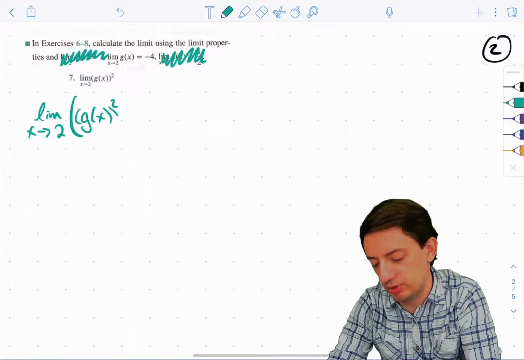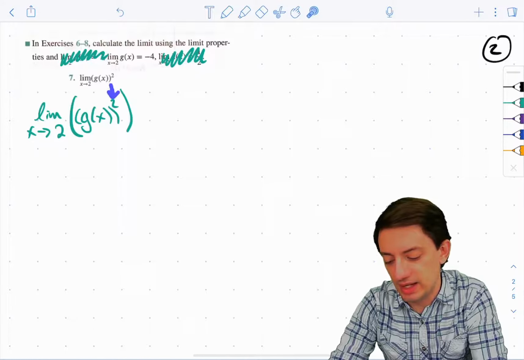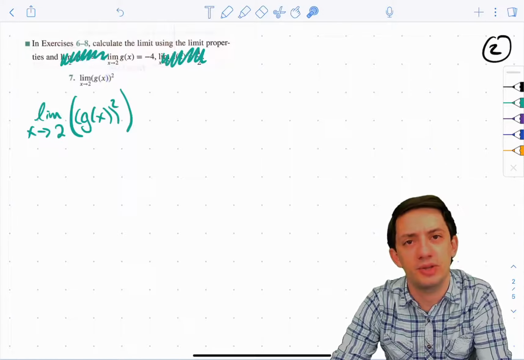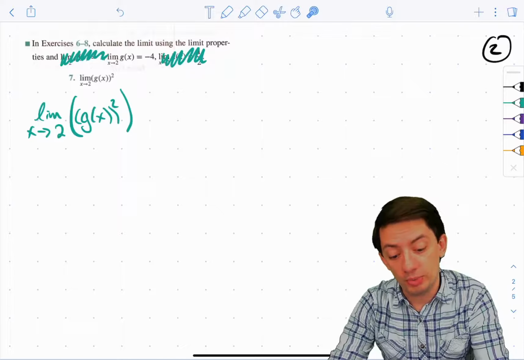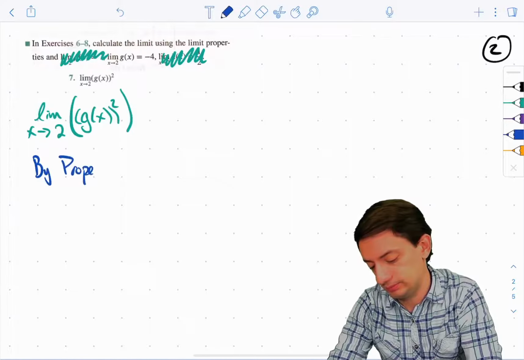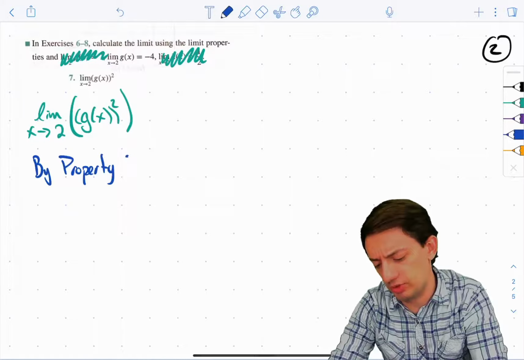And I guess you could put extra parentheses if you want. But the point is that the squared is inside of the limit, not outside. I'm fairly certain that that's what they mean. Otherwise, it would be a kind of silly question. So one of our properties of limits, okay, I'm just guessing here, but I think it was property 3.